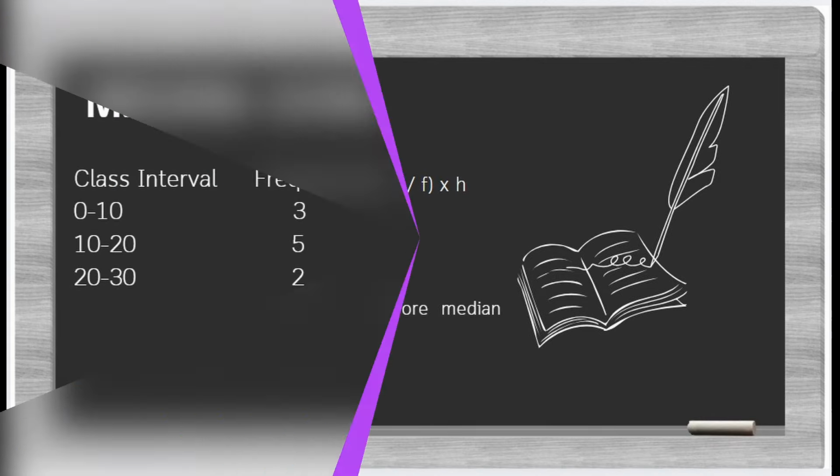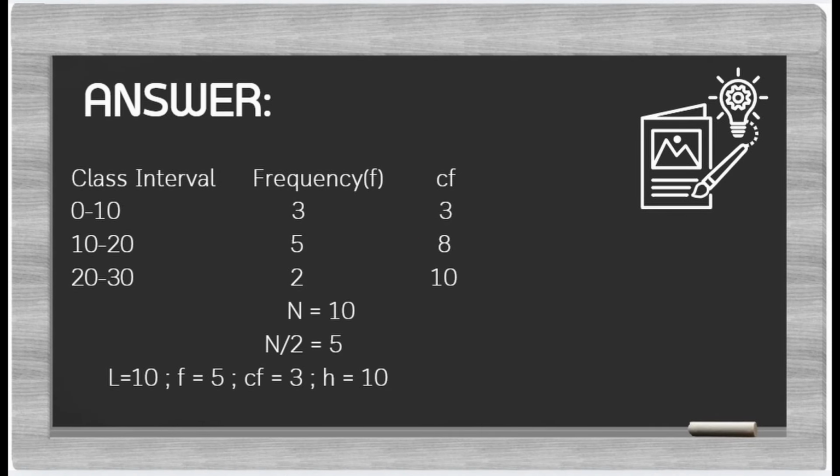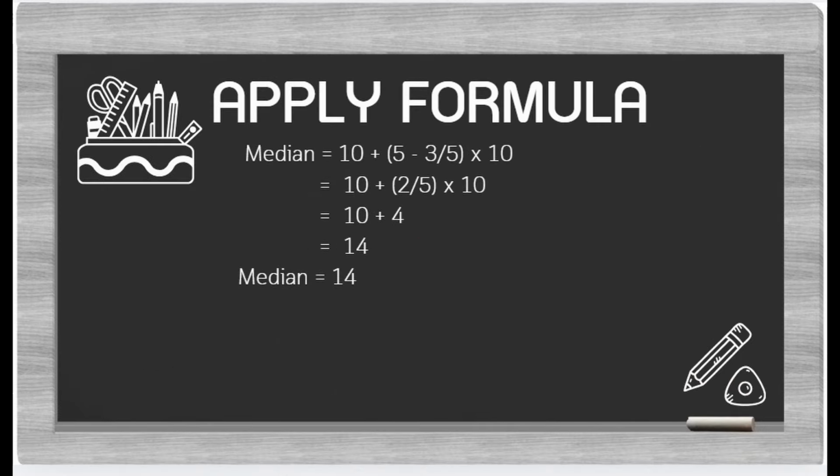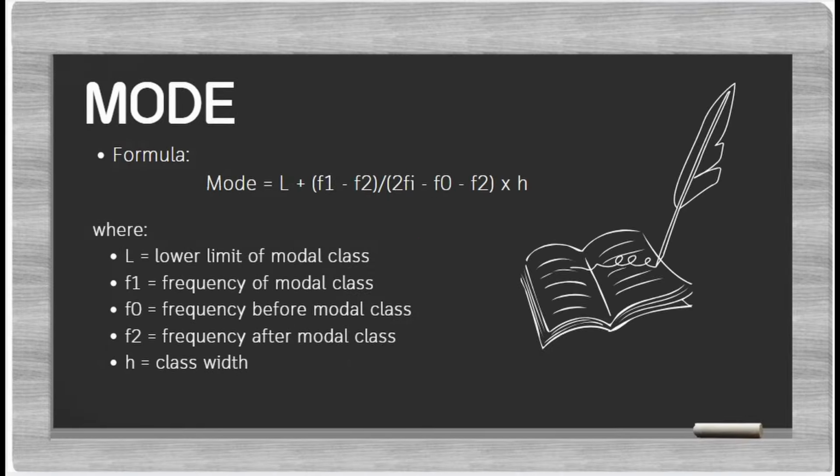Example, if L equals 10, N over 2 equals 5, CF equals 3, F equals 5, and H equals 10, the calculation is 10 plus (5 minus 2) over 5 times 10, which equals 10 plus 4, giving a median of 14.